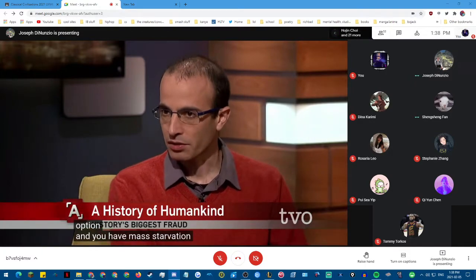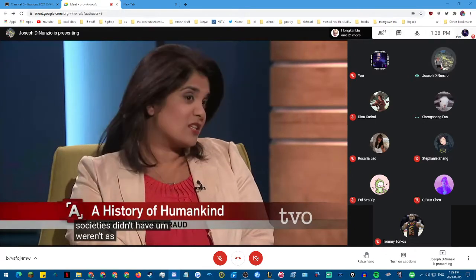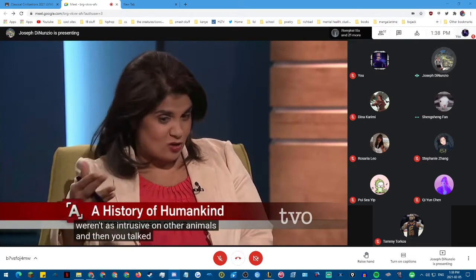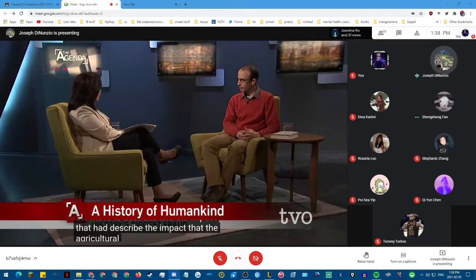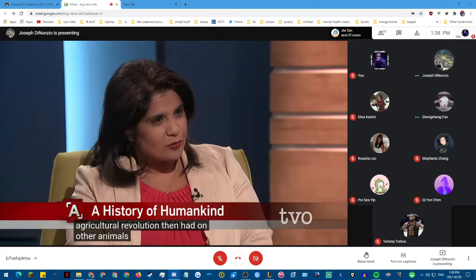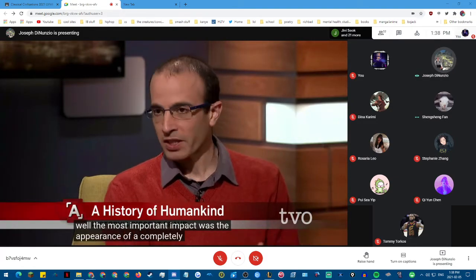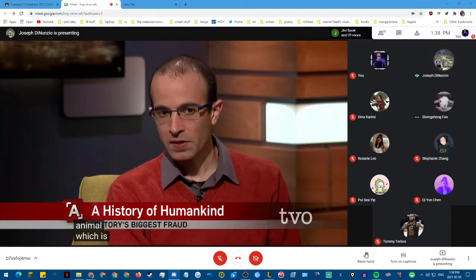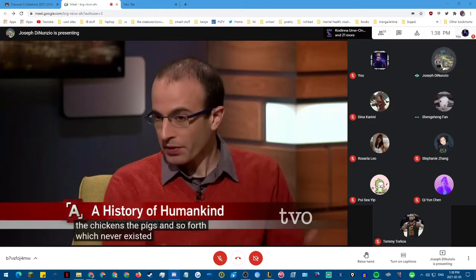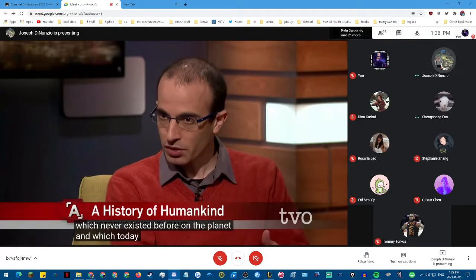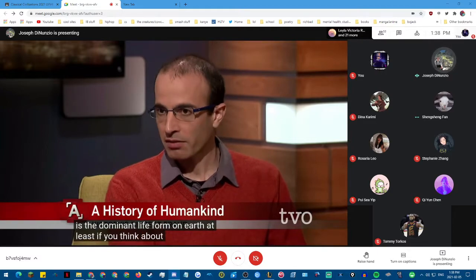And you mentioned earlier that hunter-gatherer societies weren't as intrusive on other animals, and then you talked about the move to Australia and the impact that had. Describe the impact that the agricultural revolution then had on other animals. Well, the most important impact was the appearance of a completely new kind of animal, which is domesticated animals. The cow, the chickens, the pigs, and so forth, which never existed before on the planet, and which today is the dominant life form on Earth, at least if you think about large animals.